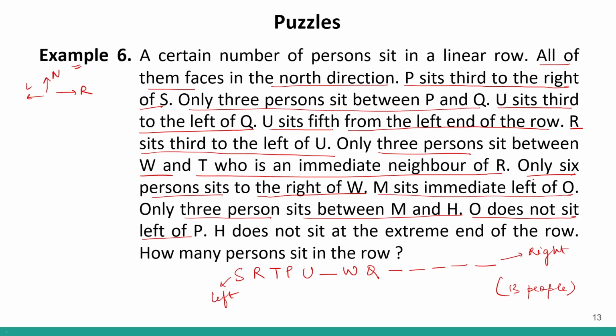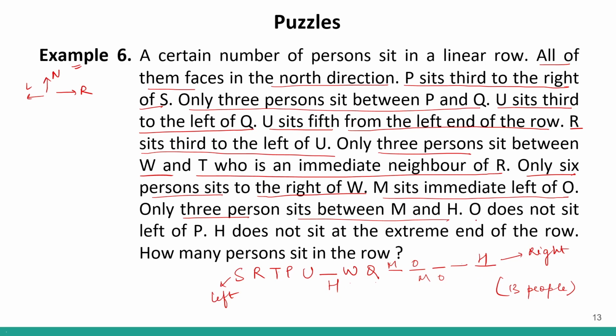Now let us come back to this information. M sits immediate left of O. So MO can sit like this also, and there can be many possibilities, correct? Only 3 persons sit between M and H. So 1, 2, 3, H will be over here. Or 1, 2, 3, H will be over here. Correct? So 2 possibilities I'm taking.